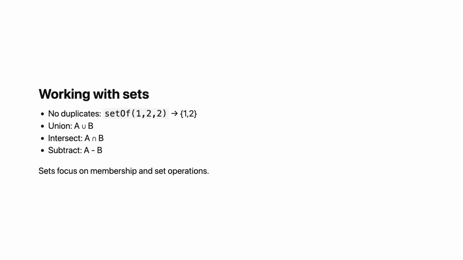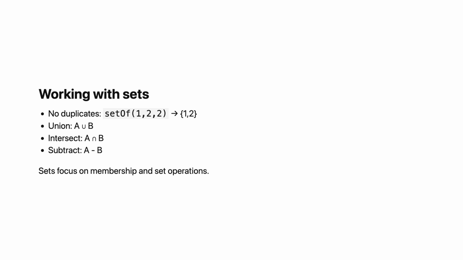Sets focus on membership, not order. Create: val set = setOf(1, 2, 3, 2). The result has no duplicate 2. Check membership: element in set. Fast lookup. Set operations: union to combine, intersect for common elements, subtract for difference. A union B gives all elements from both. A intersect B gives elements in both. A subtract B gives elements in A but not in B. For mutable sets: add, remove, clear.